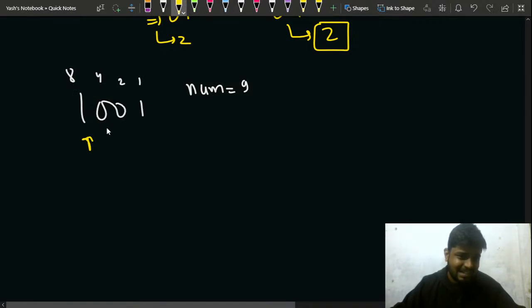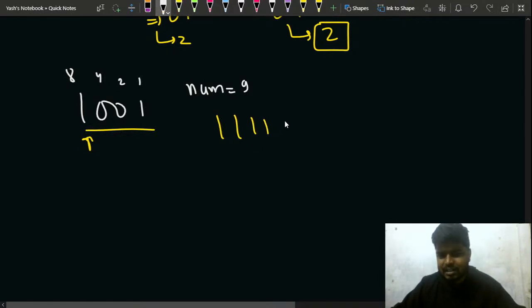All these bits are set in it, right? So that means 1 1 1 and 1, right? You can make a number like that. That means the number would be what? The number would be 1 2 4 8, right? So that means 12 and then 13, 14, 15, right? The number would be 15.